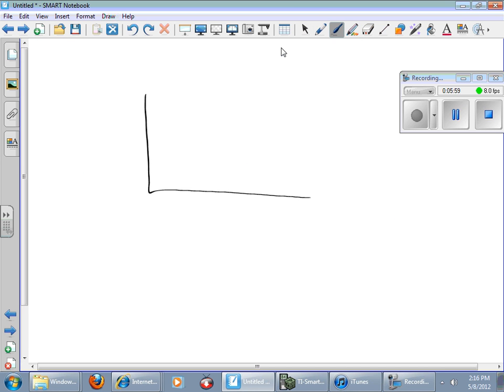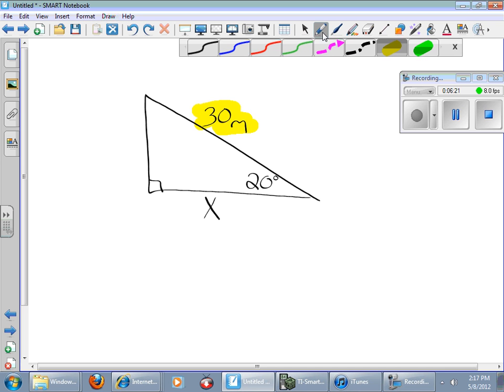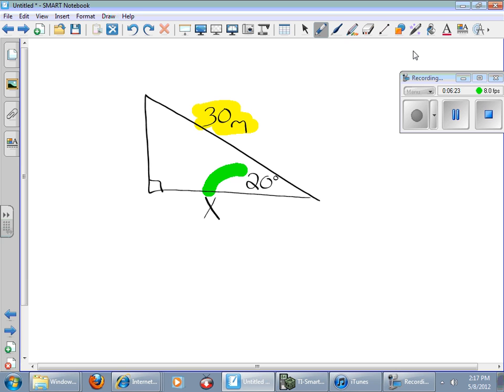Let's have a right triangle. Okay, and I'm going to tell you that this is maybe 20 degrees, and I'm going to tell you that this is x, and that is going to be 30 meters. You do these the same exact way. You stop and look and say, well, I know the hypotenuse, and I know I'm looking for the adjacent side, not the opposite side. So I write down the cosine of 20 degrees equals the fraction of x over 30.